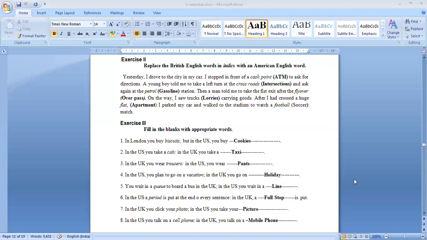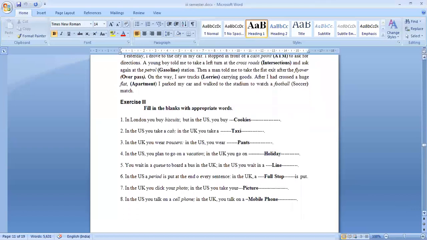In this exercise, the student is asked to fill in the blanks with appropriate words. So 10 sentences are given. In each sentence, one American word is given in italics, and then we have to supply its equivalent British word. Or sometimes one British English word is given in italics, and then we have to supply its equivalent American word. So first we try to see sentence number 1.